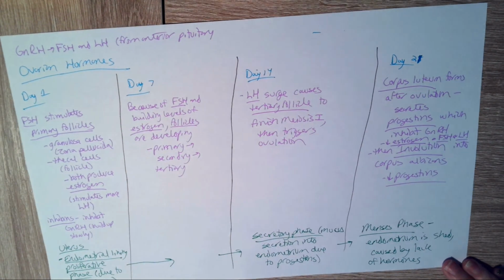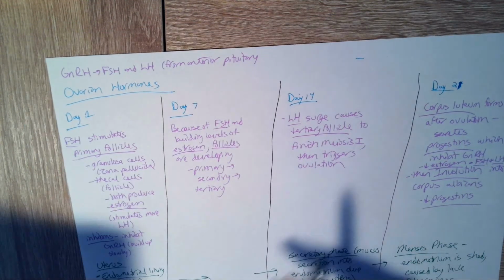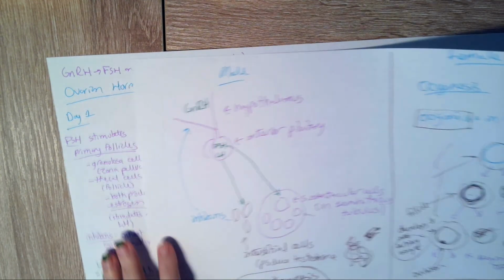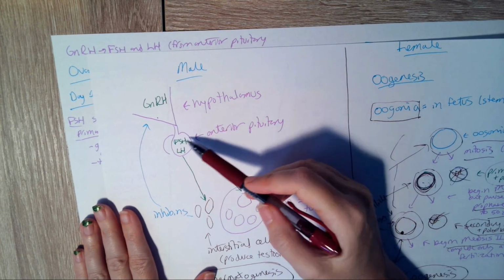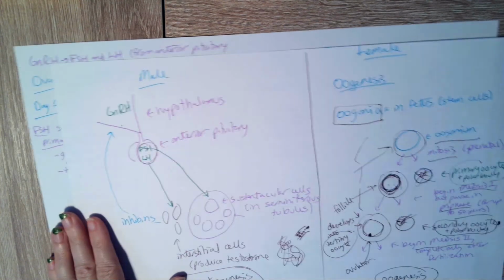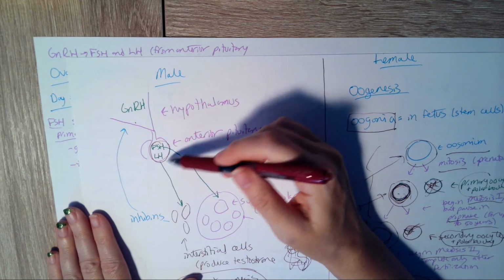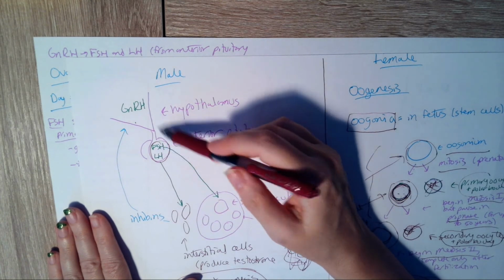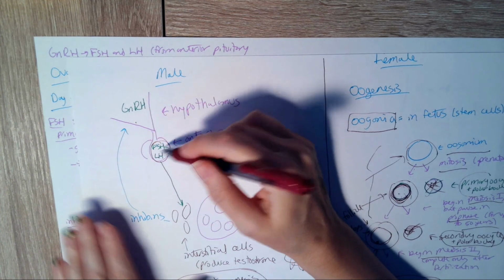So let's get into the hormones that drive the female reproductive cycle. Remember, GnRH coming from the hypothalamus, going to the anterior pituitary and stimulating FSH and LH. So these are two important hormones in the female also. Of course, this will be different because we're going on to the female, but this is the same.